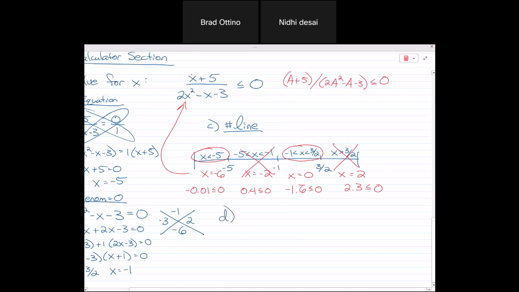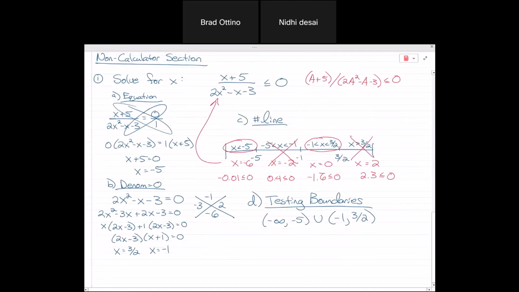So before we get to step 4, which is testing the boundaries, let's write down what we have so far. Any value less than negative 5 would be from negative infinity to negative 5, and then between negative 1 and 3/2. We just want to test to see if the boundaries work. So could x be negative 5, negative 1, or 3/2?